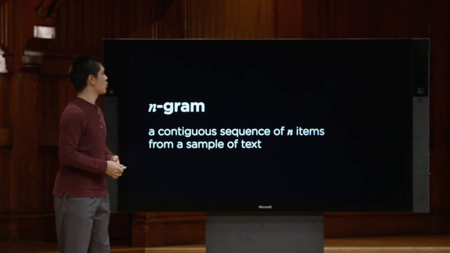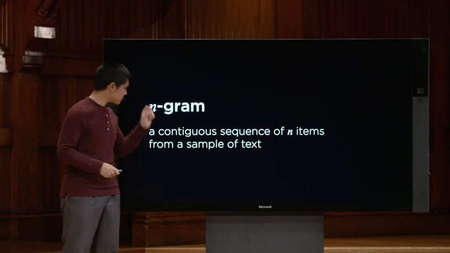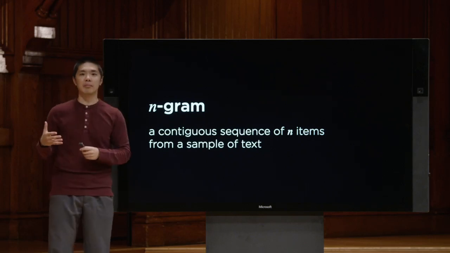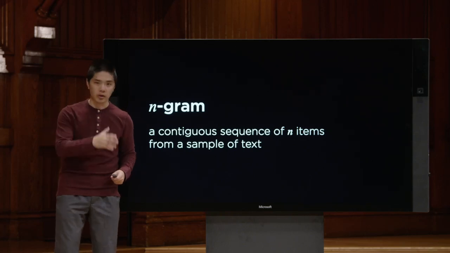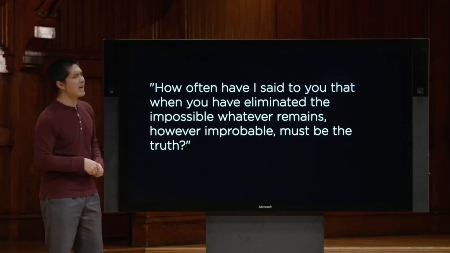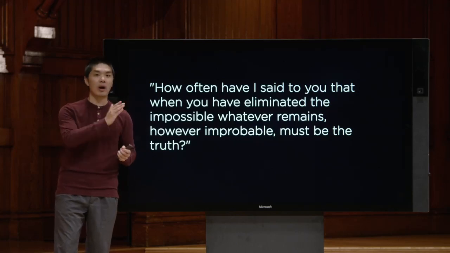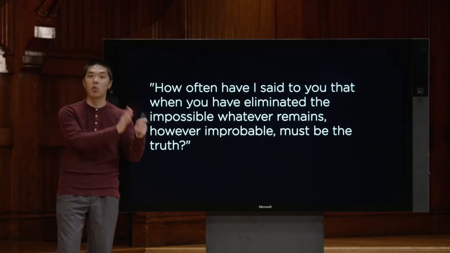In particular, we might try to create n-grams out of a longer sequence of text. An n-gram is just some contiguous sequence of n items from a sample of text. It might be n characters in a row or n words in a row, for example. So let's take a passage from Sherlock Holmes, and let's look for all of the trigrams. A trigram is an n-gram where n is equal to 3. So in this case, we're looking for sequences of 3 words in a row.